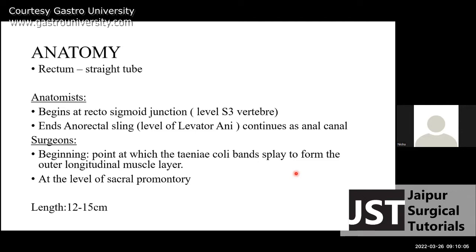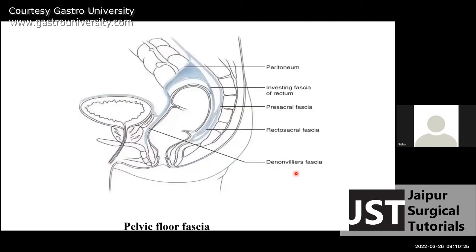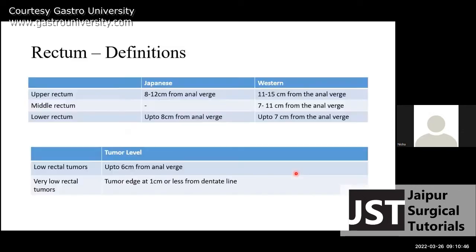The approximate length of the rectum is somewhere between 12 to 15 centimeters. The rectum is divided into upper one-third, middle one-third, and distal one-third. The upper one-third is covered on its anterior as well as lateral sides by peritoneum, while the middle rectum is covered only on its anterior surface by the peritoneum, while the distal rectum is essentially extraperitoneal. Coming to the pelvic fascia covering the rectum, in males, anteriorly, it is called Denonvilliers' fascia, which separates the rectum from the prostate and seminal vesicles, while in females, it is the rectovaginal fascia. Posteriorly, it is named Waldeyer's fascia, which I'll be describing in the later slides.